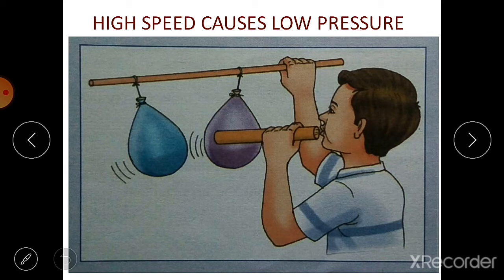Generally we will think, or anyone will think, that these balloons will go away from each other. Okay, but it does not happen because of the difference in air pressure. The balloons move towards each other.